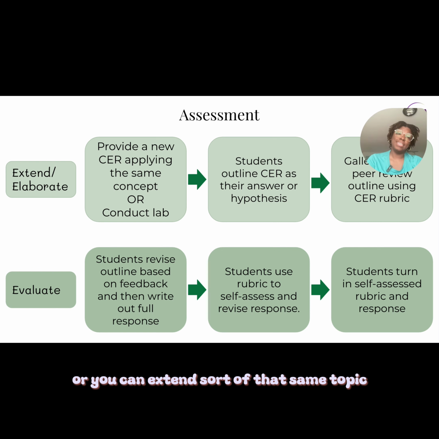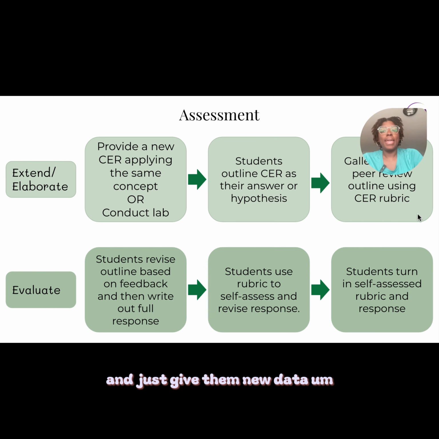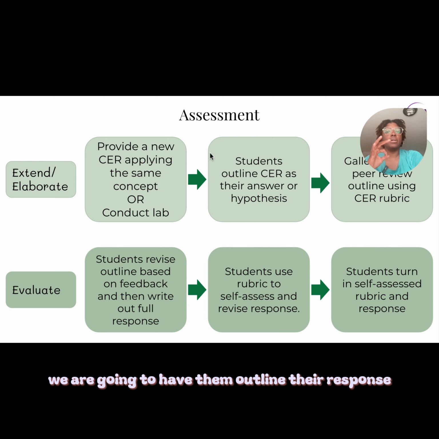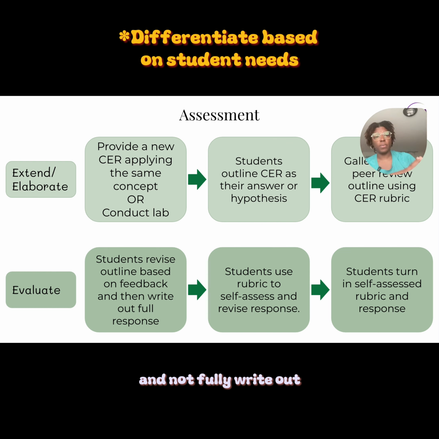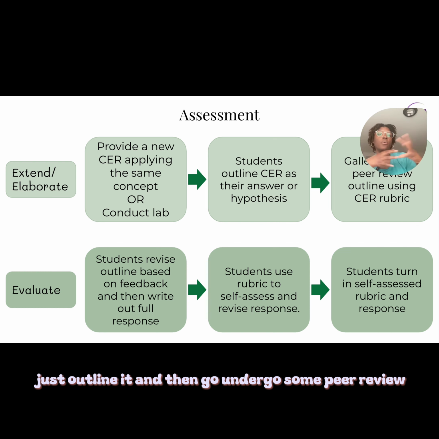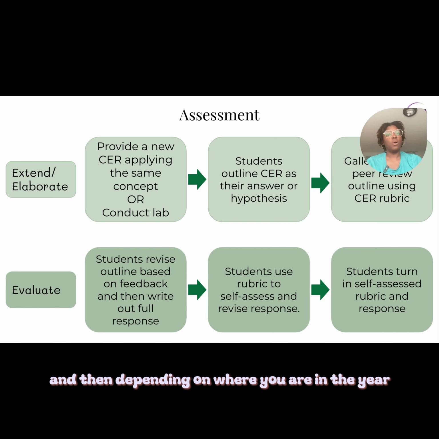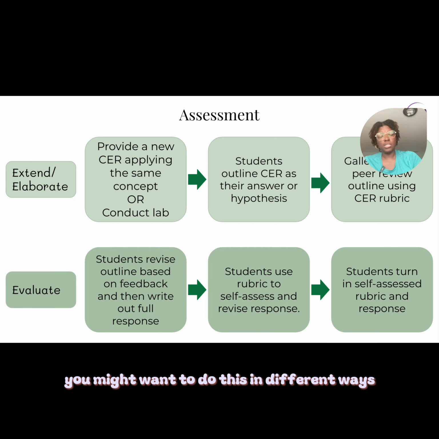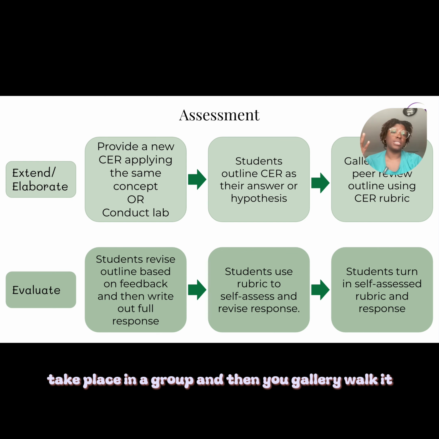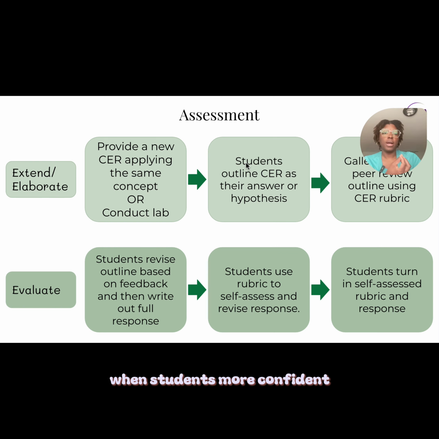Or you can extend that same topic and just give them new data. And in this first part, that fourth E, we are going to have them outline their response and not fully write it out, just outline it, and then undergo some peer review. And then depending on where you are in the year, you might want to do this in different ways. So earlier in the year, this outlining part might take place in a group, and then you gallery walk it. Whereas later in the year, where your students are more confident, they might do it individually in peer review.